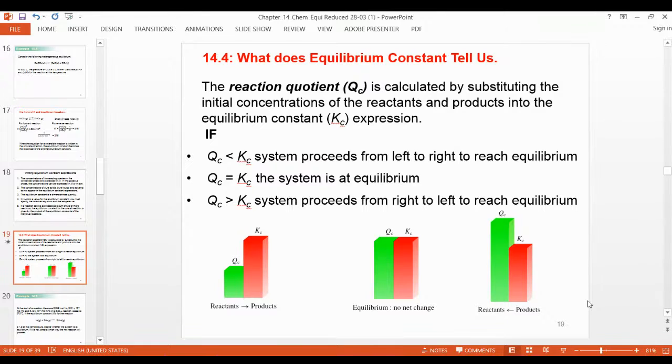It is calculated by substituting the initial concentrations of the reactants and the products, both, not the equilibrium concentrations, into the equilibrium constant Kc expression. The same method, same expression you write for Kc, similarly you will write for Qc, but with initial concentrations, not equilibrium concentrations. These 3 points you have to memorize.